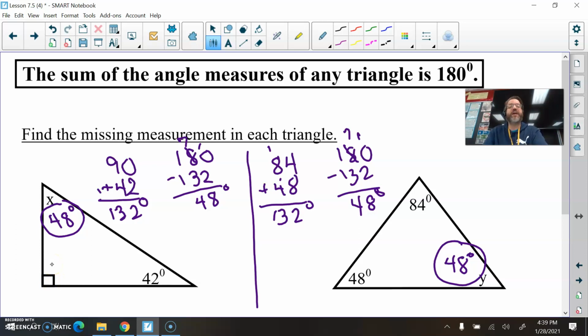But you can find that missing angle measurement if you know the other two angles just by adding up the ones you know and then subtracting that from 180 degrees to find your missing angle measurement. Is that pretty easy? Can you handle that? And we can show our work here. It's important to show your work.